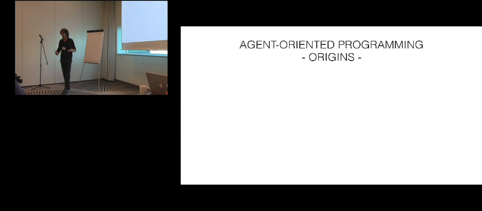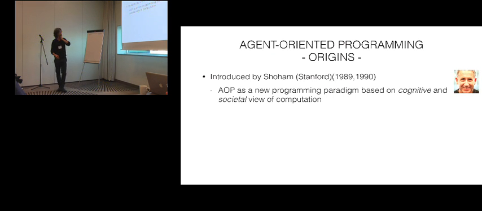The origin of agent-oriented programming traces back to the work of Shoham from Stanford at the end of the 1980s. Maybe there were also other works before. In a paper referenced here, he introduces agent-oriented programming. By the way, AOP, I know that is aspect-oriented programming for the mainstream community, but typically we also call it agent-oriented programming, so sometimes you will see AOP, and it is of course agent-oriented programming in our case. It is a context-aware term, a programming paradigm based on a cognitive and societal view of computation.